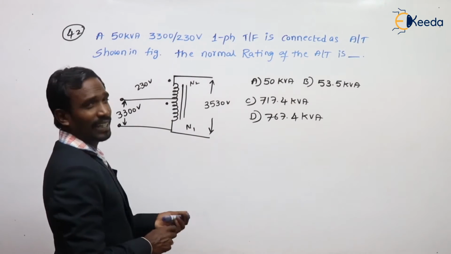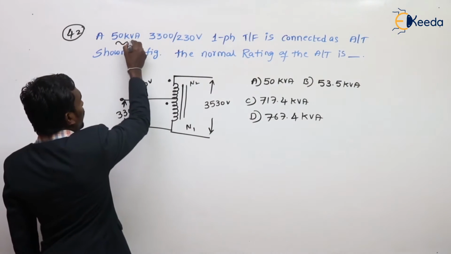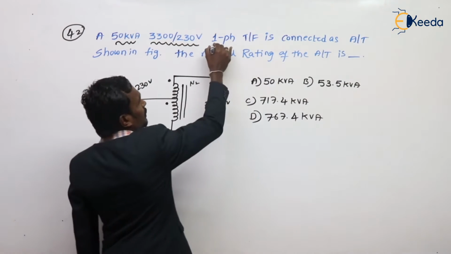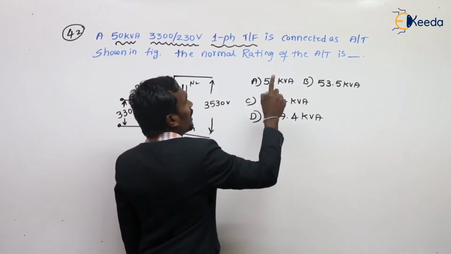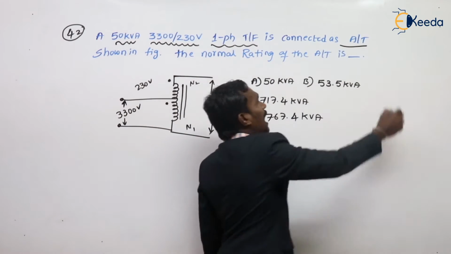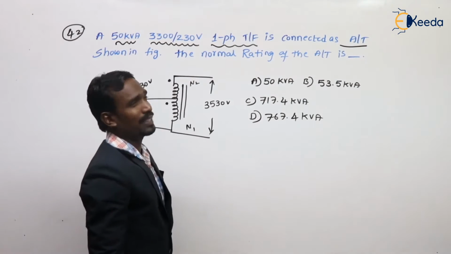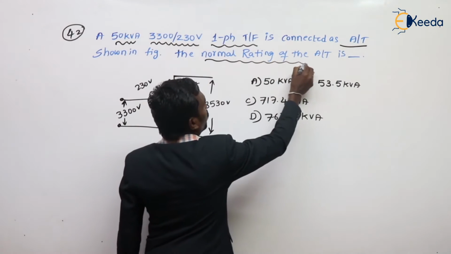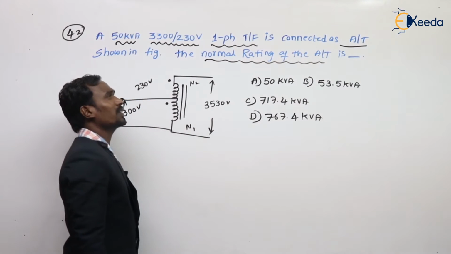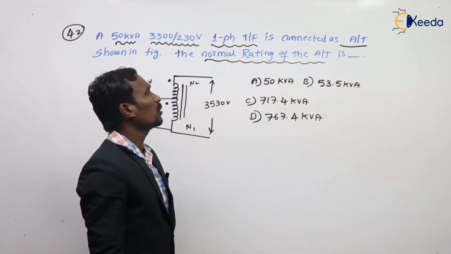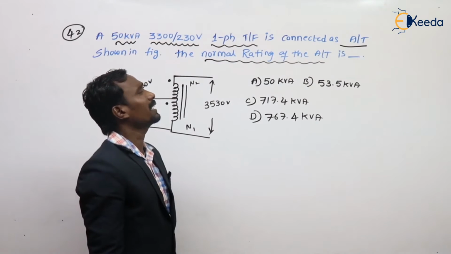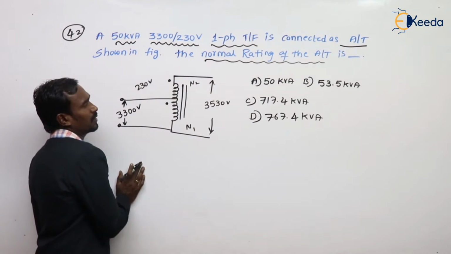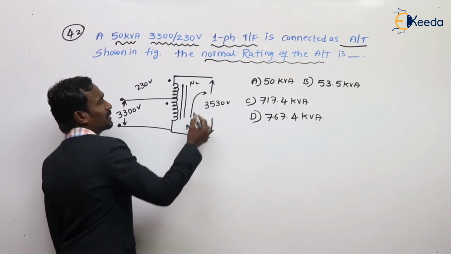A 50 kVA, 3300 by 230 volts single phase transformer is connected as an auto transformer as shown in the figure. The normal rating of the transformer is. So we have to find out the rating of the auto transformer. Let's see. This is the auto transformer they have given. For example, the current direction is like this.